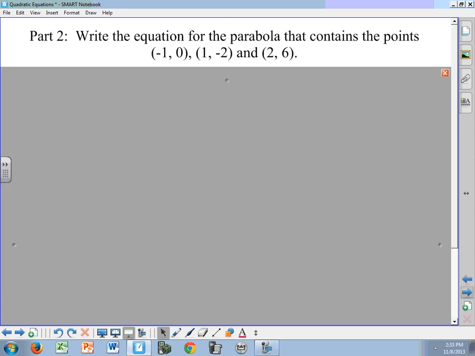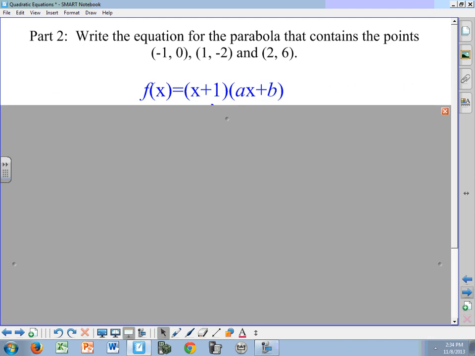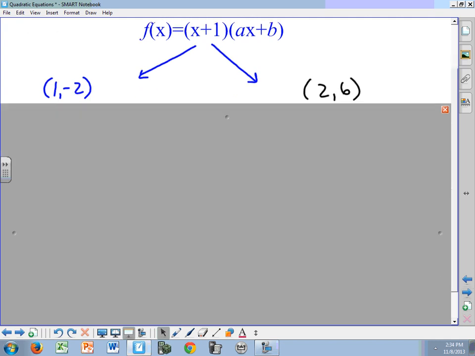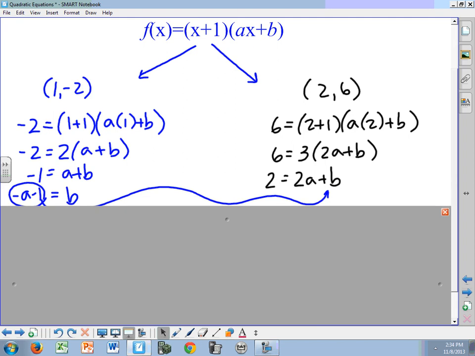Here's part 2. Write the equation of the parabola that contains these points. Notice that the first point here is an x-intercept. So the neat part about that is our function starts out a little different. Notice that the factor x + 1 can be used because −1 is a root, or a zero, of the function. So we only have an ax + b. Again, we're going to substitute the 2 points, (1, −2) and (2, 6), in, and then solve those 2 situations out. When you do that, you end up with these 2 items.